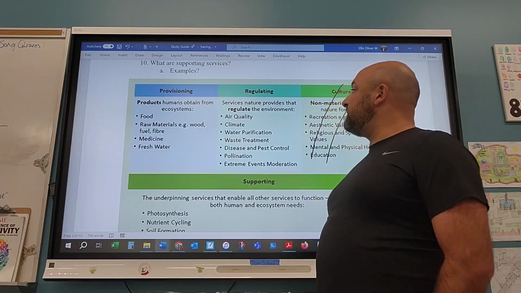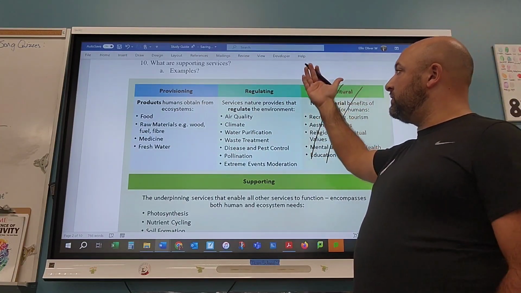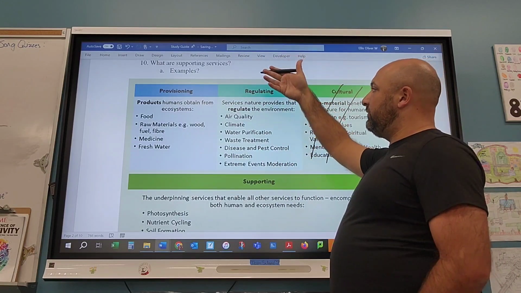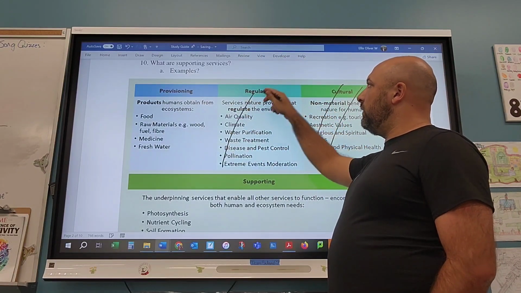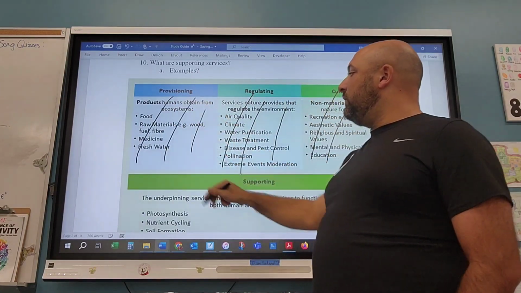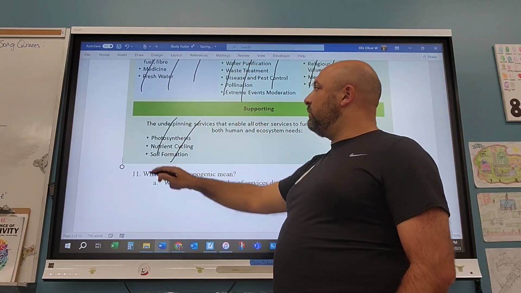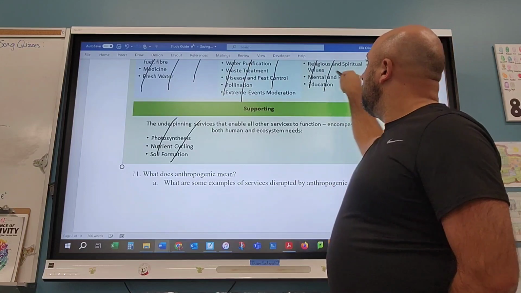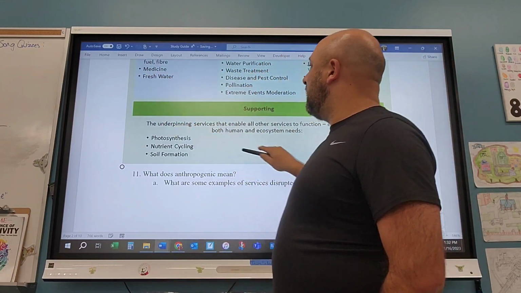If we humans decide, for example, to put a bunch of pollution into the air that kills off the plant species, right? Well, they can't regulate the environment anymore. They can't provide us with raw materials and food anymore. They can't support us. So these are things that we humans do by disrupting ecosystems and killing off organisms.